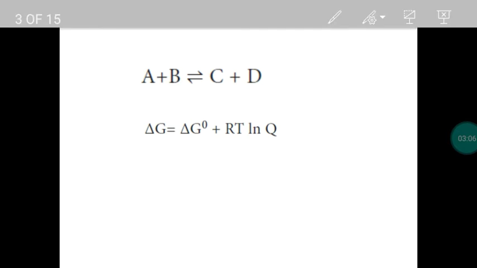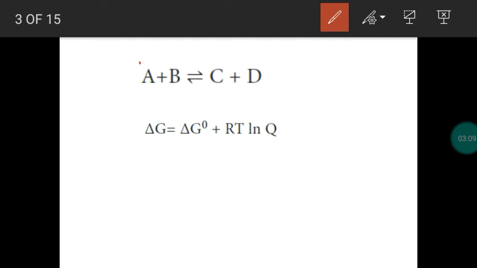Consider this reversible process. Reactants A and B join together to produce the products C and D. This is the forward reaction. Again, C and D behave as reactants to give the products A and B. Reactions are taking place in both directions. And the very basic equation which relates free energy and equilibrium constant: here we have non-equilibrium conditions, so we use Q. Delta G is equal to delta G naught plus RT natural logarithm Q.